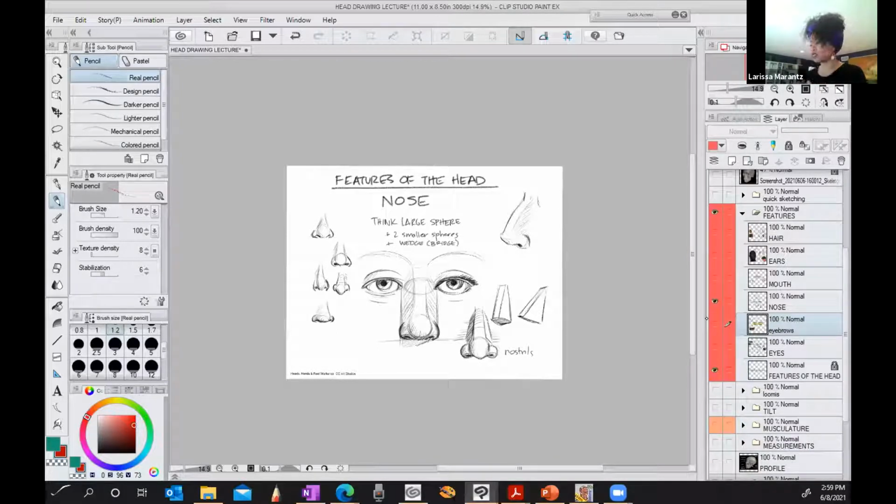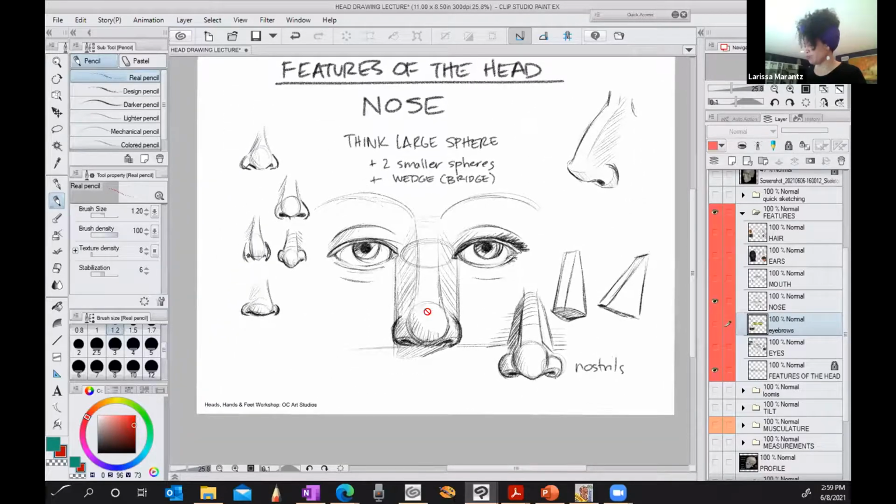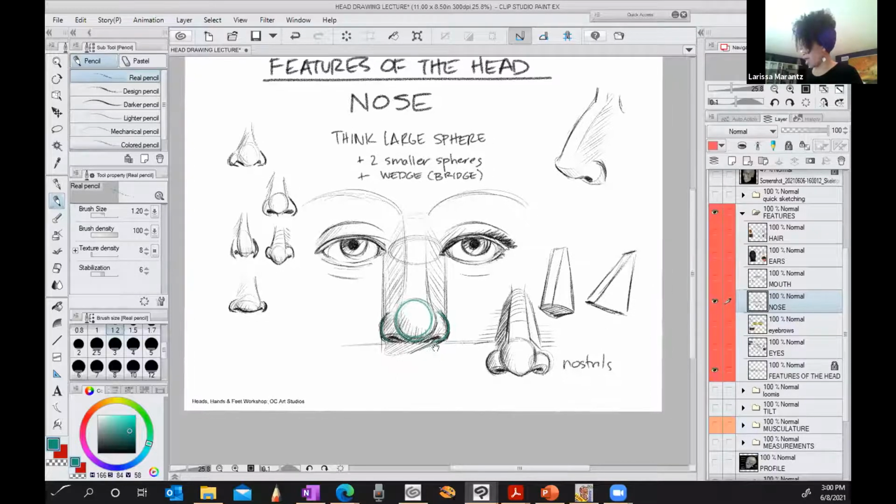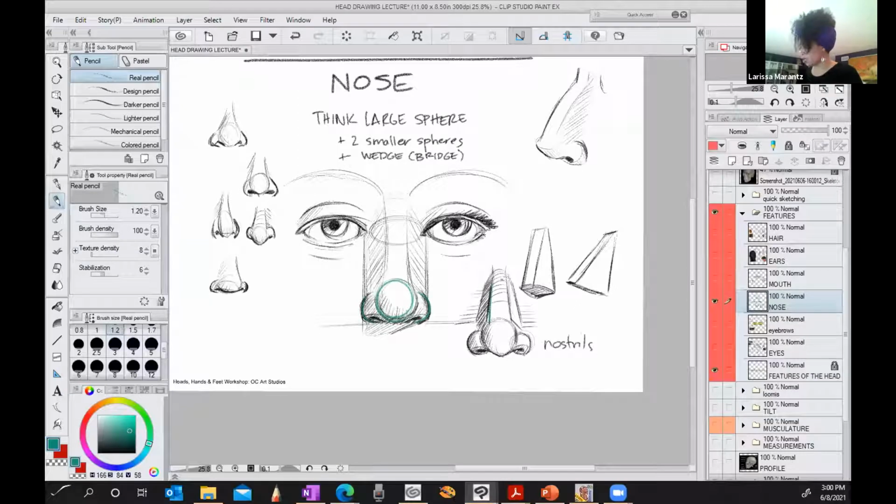Essentially, think of large shapes. It's a large sphere with two smaller spheres. And there is a wedge between that, which takes it up to the nasal bone, and that has definition. There's a top plane and a side plane that connects to those three ball forms.